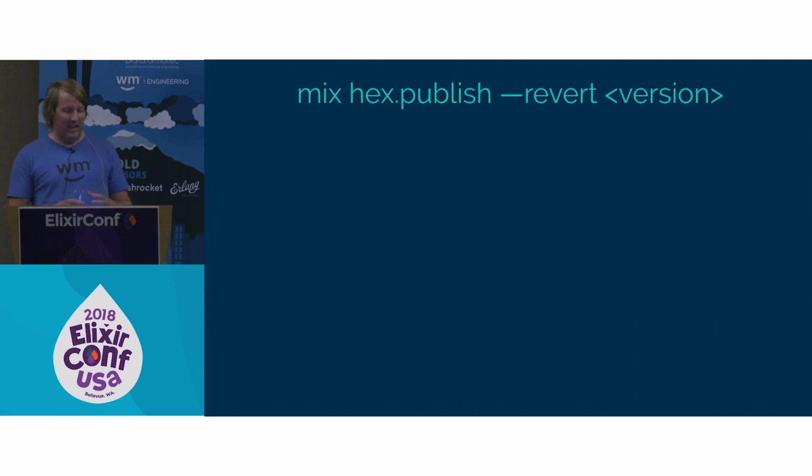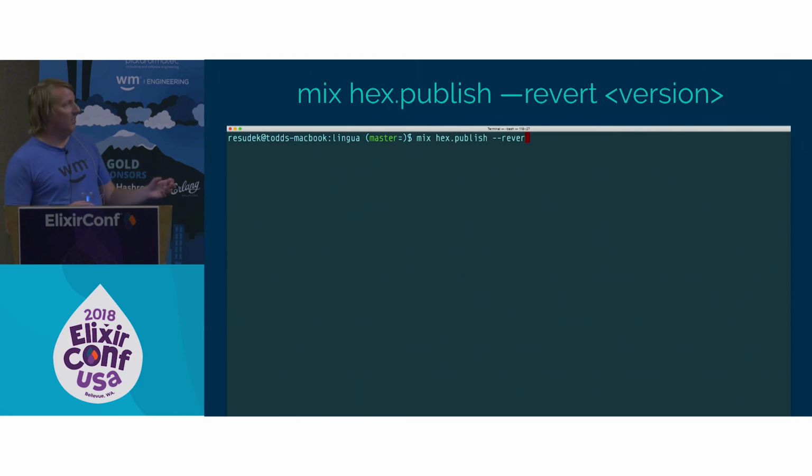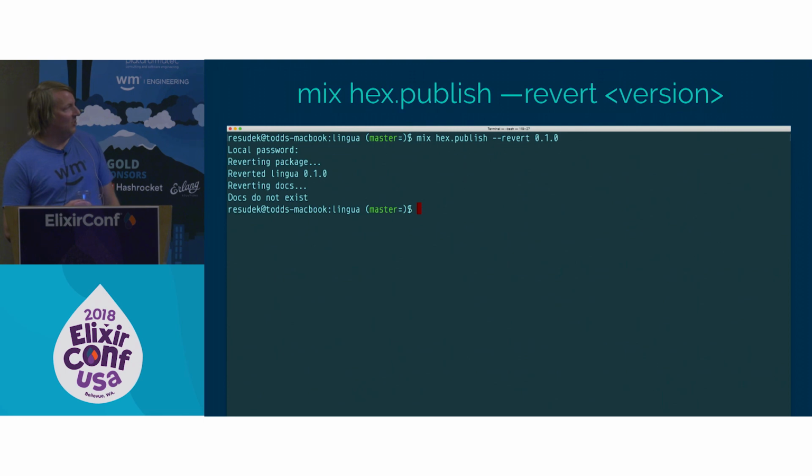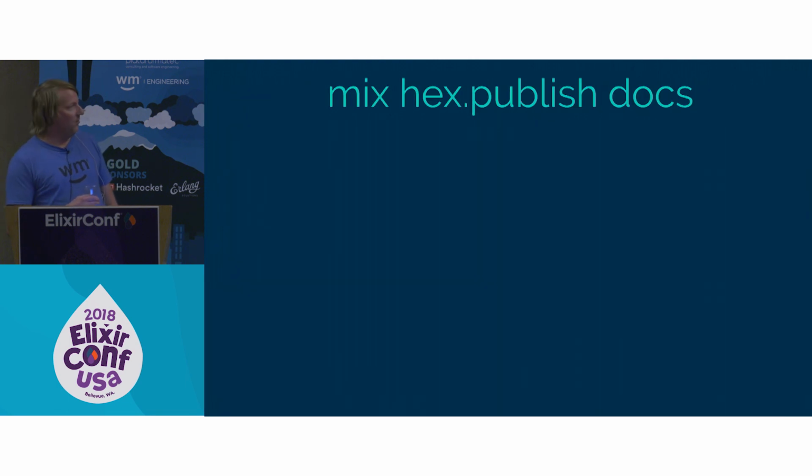So releases in Hex are immutable, the caveat being for one hour. After you've published, you have up to one hour to republish that release. If it's after an hour, you have to retire your package and go to the next version. So mix hex.publish --revert version will take it down. Like I said, you only have an hour to do that. Otherwise, it's there forever.